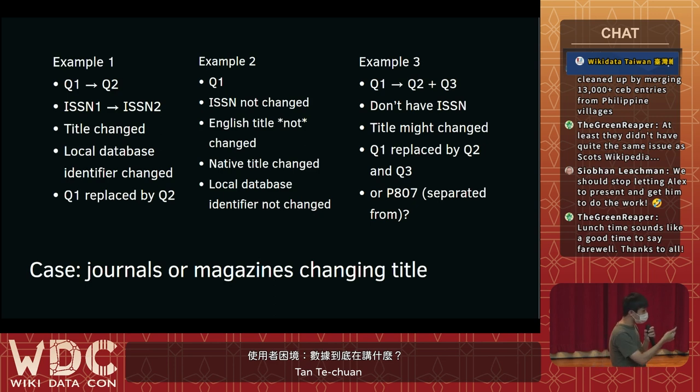difference. But sometimes there is another example, like a journal written in Chinese, and maybe it changed the title in Chinese, but it didn't change the title in English. So it doesn't have a new ISSN number, and its QID remains. So how do we distinguish the difference between the first case and the second case? It's hard for the user to understand if you don't have other background knowledge about this situation.